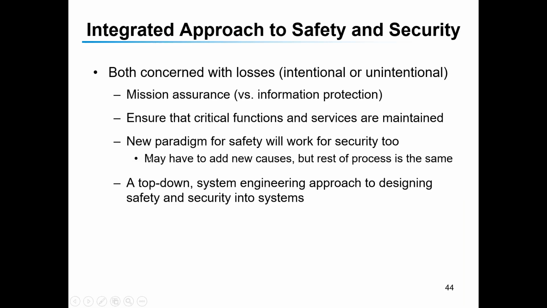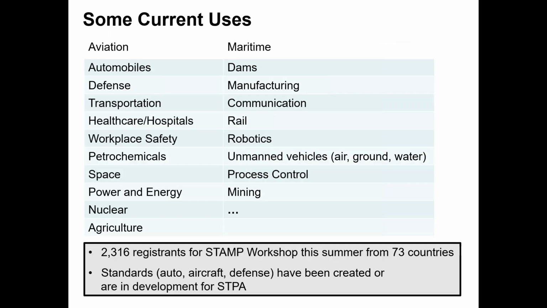So it turns out that this new paradigm for safety and this new technique, STPA, will work for security too. We have to add some new causes, but the rest of the process is totally the same. And both of them allow us to build this top-down system engineering approach to designing safety and security into systems. The old traditional analysis methods require that there be a design before you can do the analysis. That's not true for STPA. It can start at the very beginning of concept development. So you can identify problems before you've designed them and have to undesign them, because it's incredibly expensive if you change your basic design.